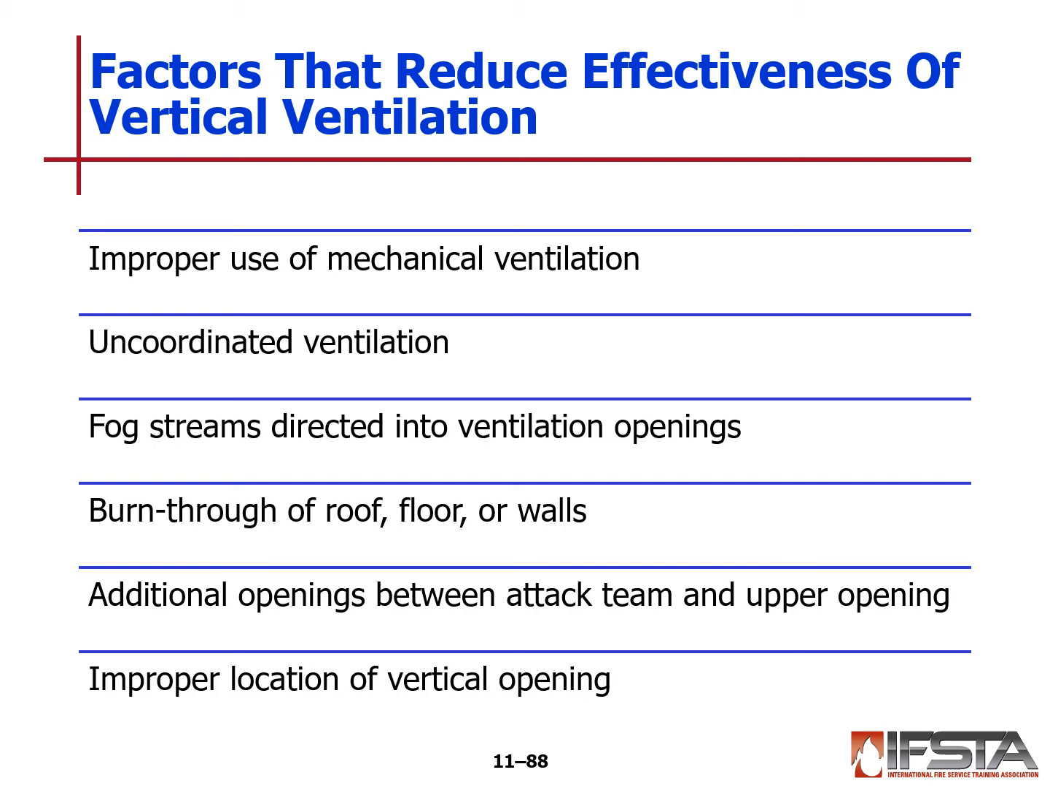Factors that reduce effectiveness of vertical ventilation: improper use of mechanical ventilation. And we've talked about this already, but uncoordinated ventilation most definitely reduces our effectiveness. Fog streams directed into ventilation openings. We don't need to do this. We want the hot gases and fire to come out. And our goal is to have an attack team ready near the seat of fire to start putting out the fire. Additional openings between the attack team and the upper opening can be a factor, and then improper location of the vertical opening itself.